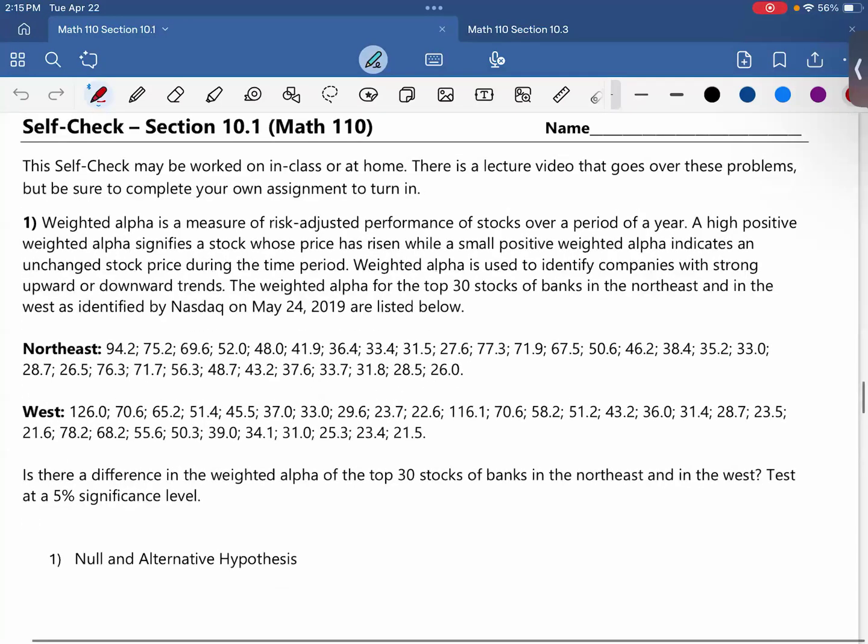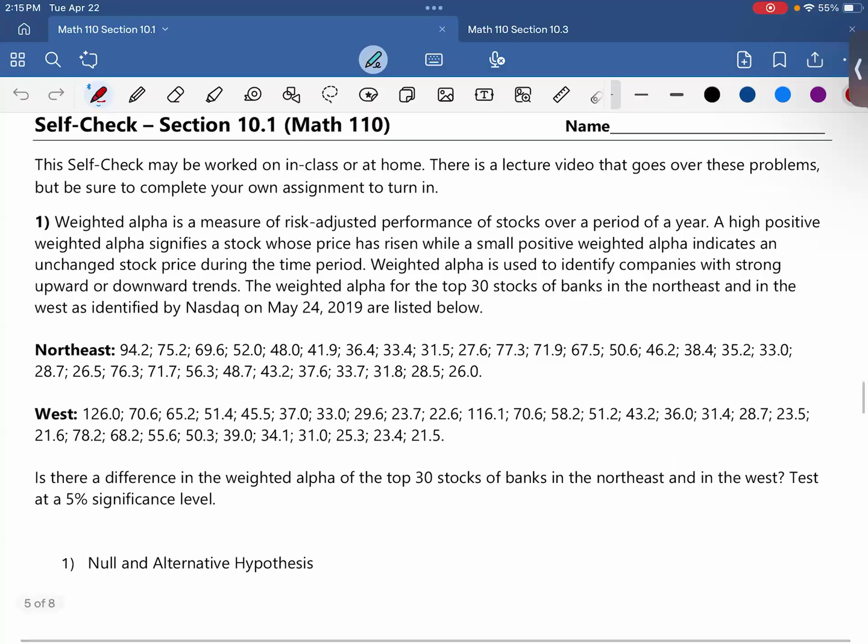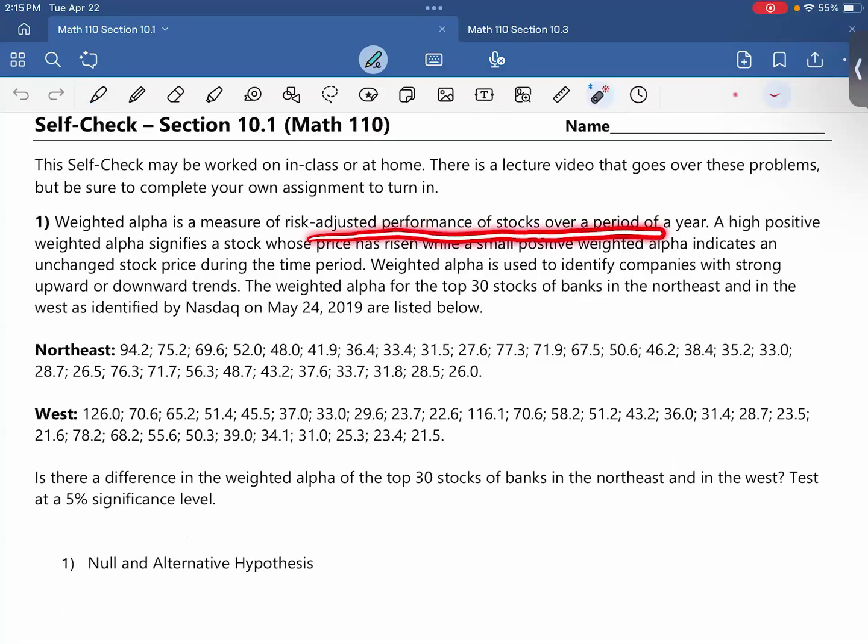So number one states: weighted alpha is a measure of risk adjusted performance of stocks over a period of a year. A high positive weighted alpha signifies a stock whose price has risen, while a positive weighted alpha indicates an unchanged stock price during the time period. Weighted alpha is used to identify companies with strong upward or downward trends.